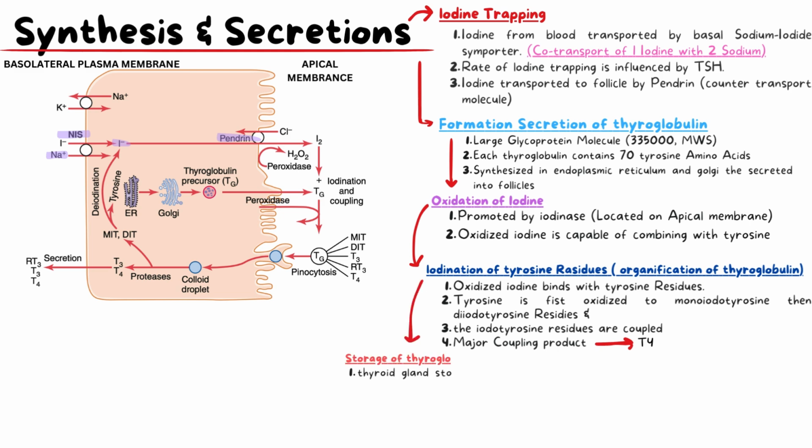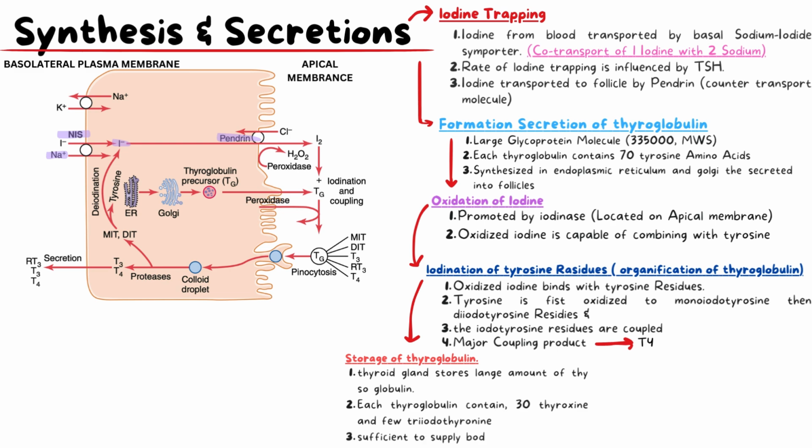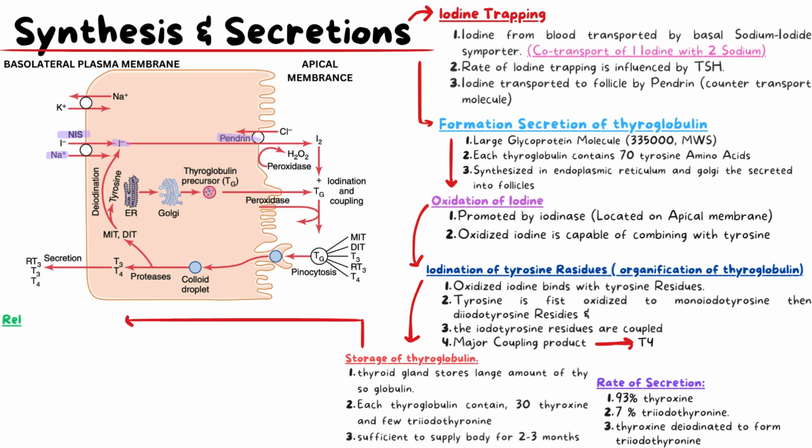Now moving on to the storage of thyroglobulin. The thyroid gland has the ability to store large amounts of hormones. Each thyroglobulin molecule contains up to 30 thyroxine molecules and a few triiodothyronine molecules. The amount of hormone stored in the thyroid gland is sufficient to supply the body for 2 to 3 months. The rate of secretion, as I mentioned earlier, is 93% for thyroxine and 7% for triiodothyronine. Thyroxine is then deiodinated to form triiodothyronine, as triiodothyronine is more potent. We've completed the synthesis of the thyroid hormones.